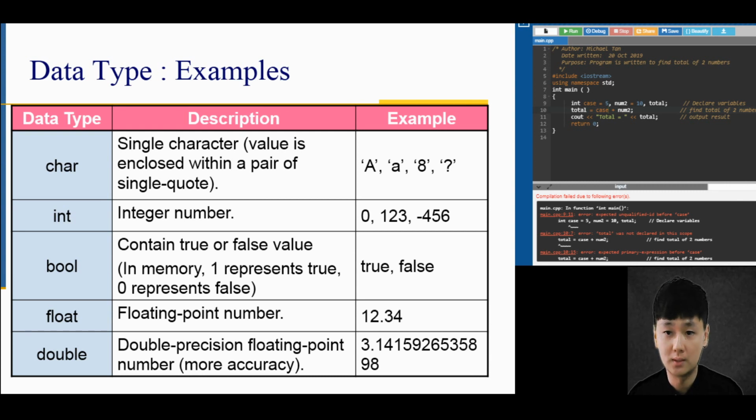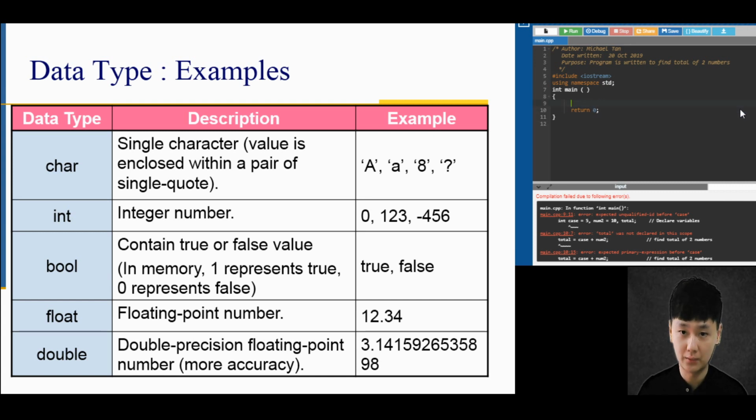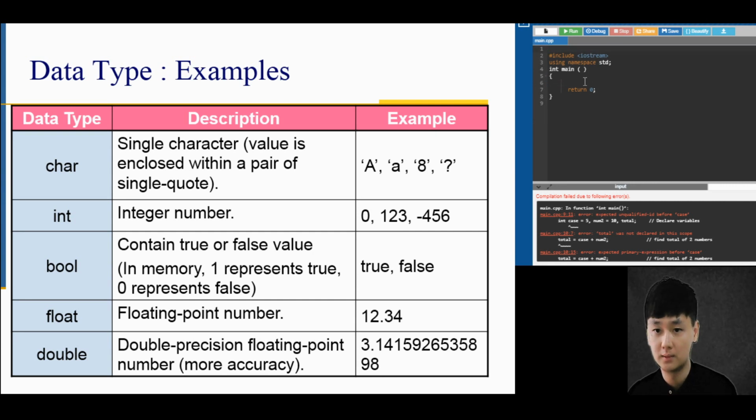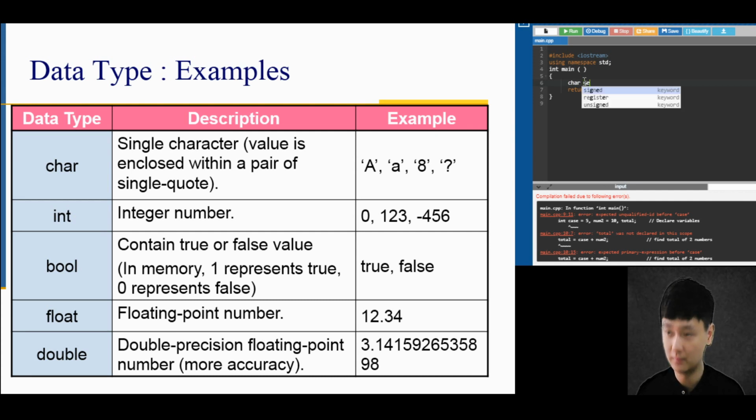To store a single char, you have to put single quotes, like 'A'. I'll show you the example here. I would like to create a variable to store a char. So I declare the data type, and then the variable name, maybe gender. Equal to, and if I omit the single quote, I put F.